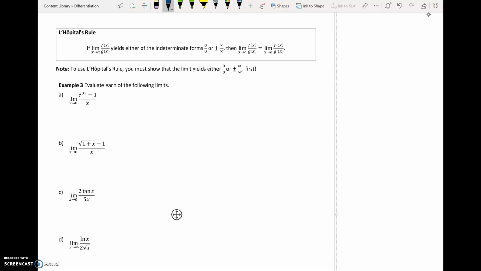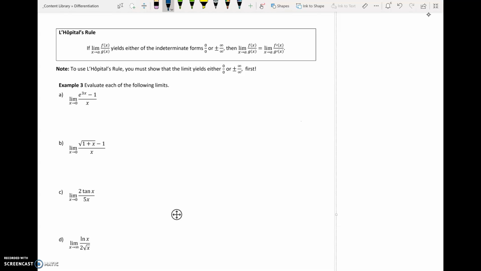If this becomes an indeterminate form, then we can find the limit by taking the derivative of the numerator and the derivative of the denominator as well. And this limit is going to yield the same limit as f of x over g of x. So the first thing you're going to do, in order to even use L'Hopital's rule, you have to show that this limit tends towards 0 over 0 or infinity over infinity as an indeterminate form.